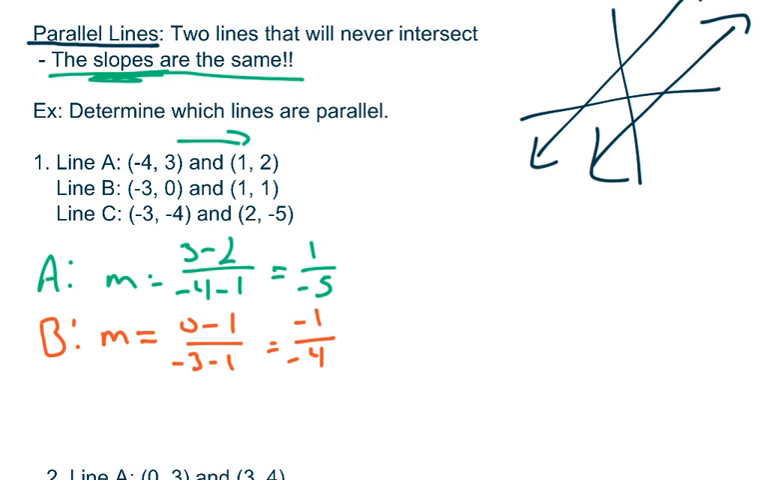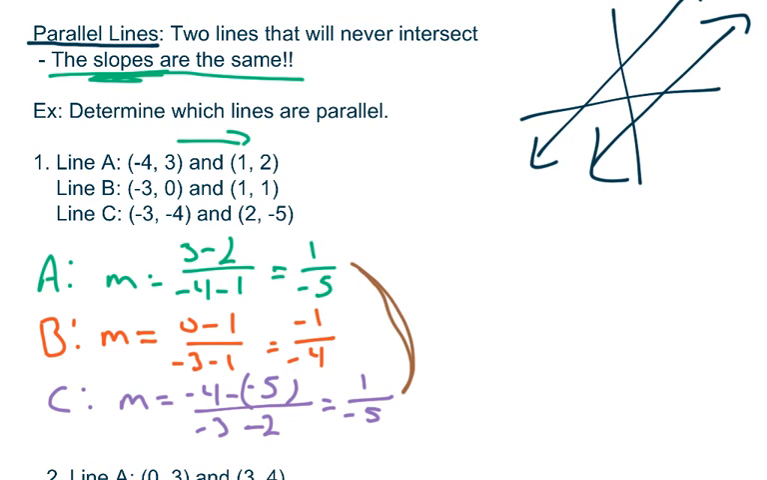Now we need to look at line C. For line C, again, slope is the letter M. We're going to go left to right, so we'll have negative 4 minus negative 5. The minus in the slope does not replace the negative on the number. And then we'll have negative 3 minus 2. So negative 4 minus negative 5 is positive 1. Negative 3 minus 2 is negative 5. So clearly you can see that A and C are the two parallel lines here in example number 1 because they have the same slope.